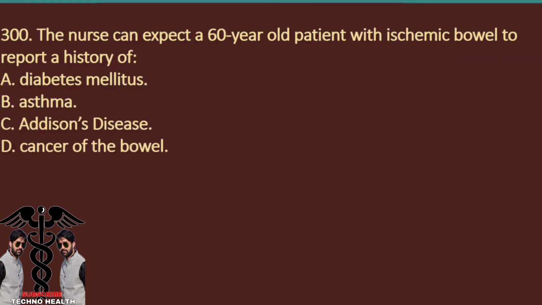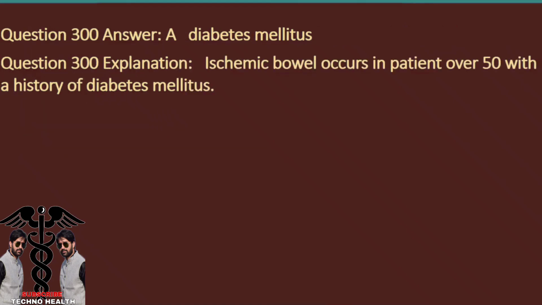Question 300. The nurse can expect a 60-year-old patient with ischemic bowel to report a history of A. Diabetes mellitus. B. Asthma. C. Addison's disease. D. Cancer of the bowel. Answer: A. Diabetes mellitus. Explanation: ischemic bowel occurs in patients over 50 with a history of diabetes mellitus.